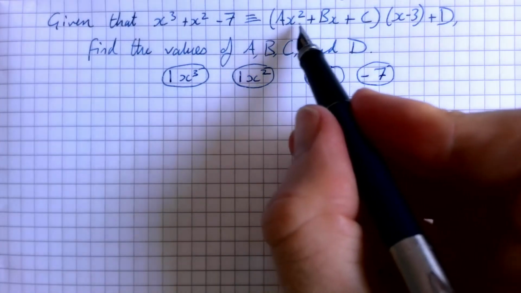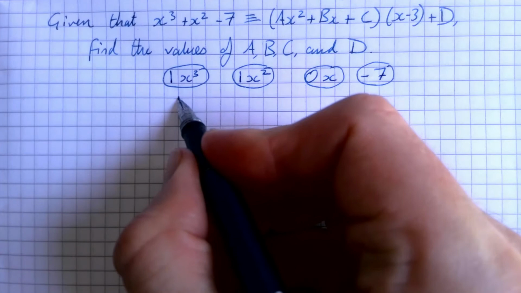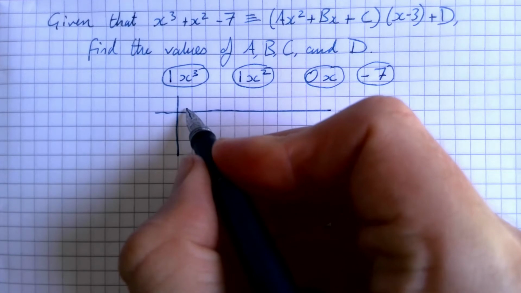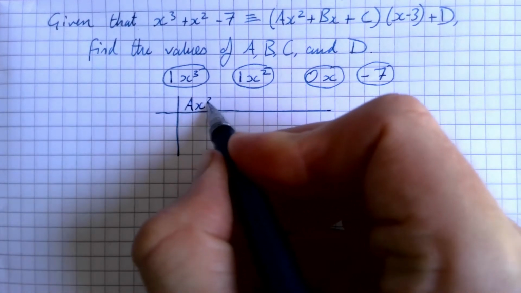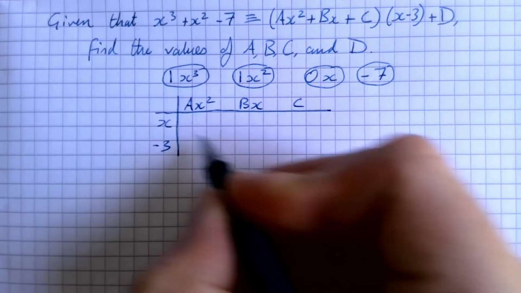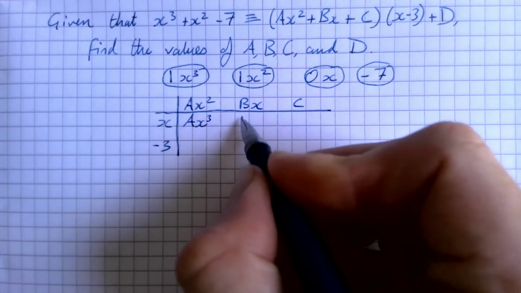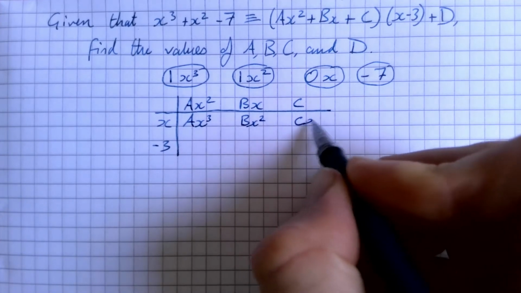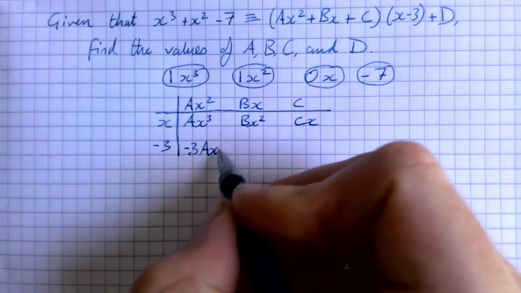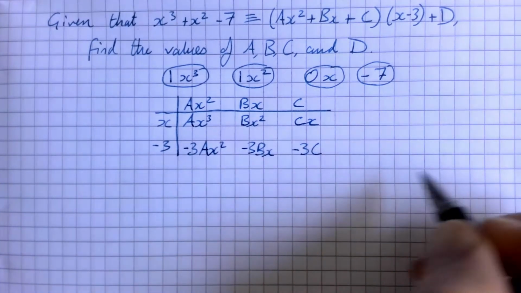And the next thing I'm going to do is expand these brackets here. You can pause the video and have a go and see how you get on. So I'm going to have ax squared, bx and c, and I'm going to have x and minus 3. Multiplying everything along the top by x gives me ax cubed, bx squared and cx, and negative 3a x squared, negative 3bx and negative 3c.